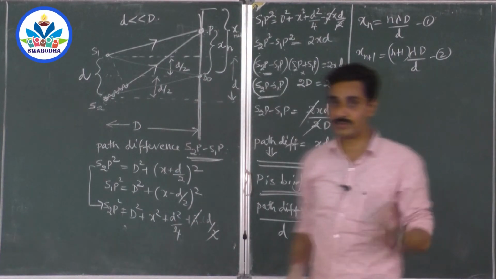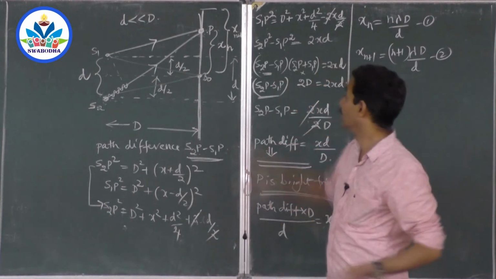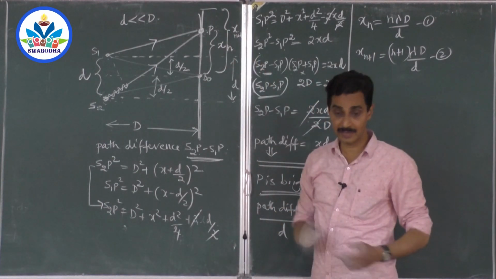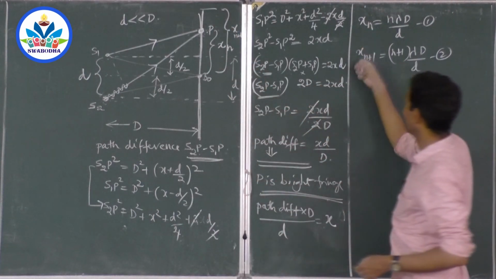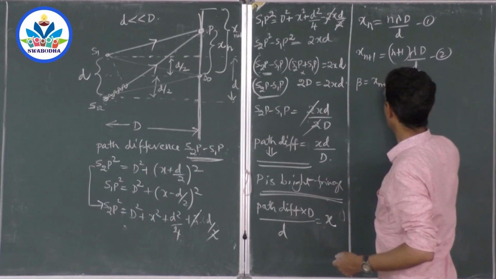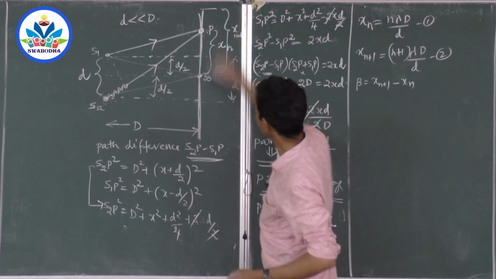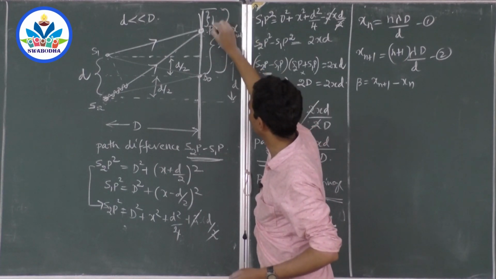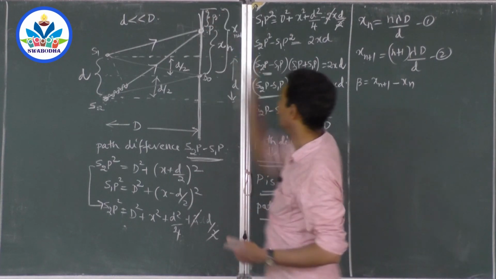Now what do you mean by fringe width? It is the distance between two successive bright fringes. Are they not the successive bright fringes, 7th and 8th, nth and n plus 1th? Their distances are xn and xn plus 1. So what is the fringe width beta? xn plus 1 minus xn. From here to here distance minus here to here. This is the bright fringe width, the distance between two successive bright fringes, 7th and 8th, that is beta.